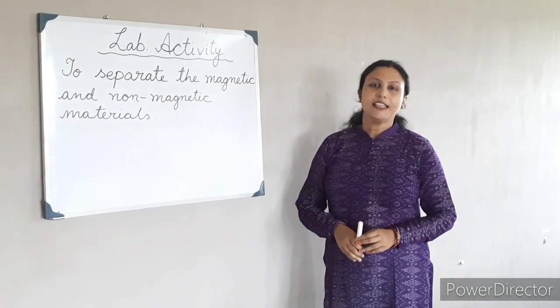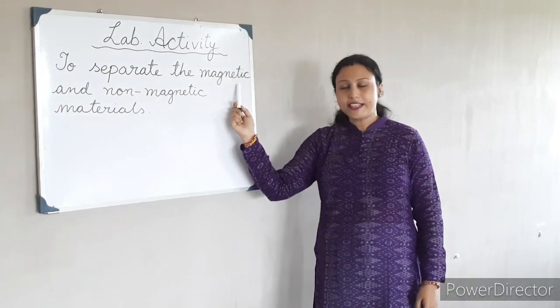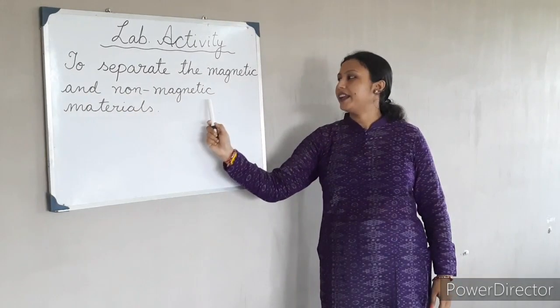One lab activity, that is to separate the magnetic and non-magnetic materials. Before starting this activity, you should know what magnetic and non-magnetic materials are. Magnetic materials are those which are attracted by magnets, and non-magnetic materials are those which are not attracted by magnets. Now let us start this activity.